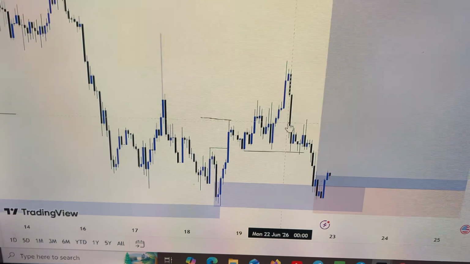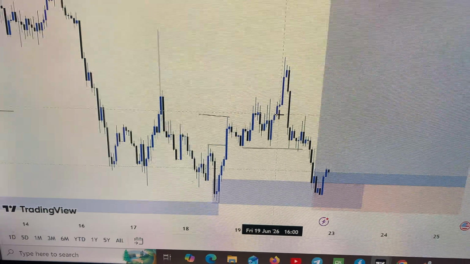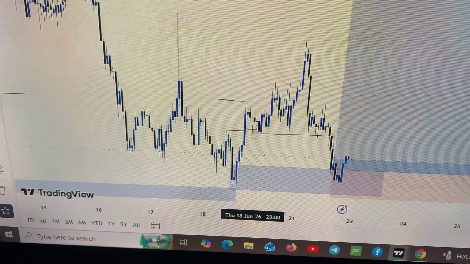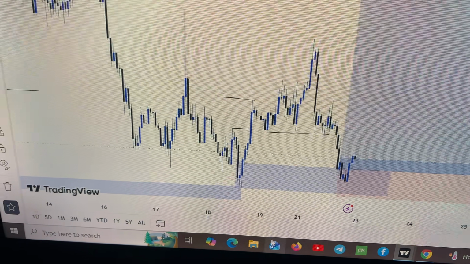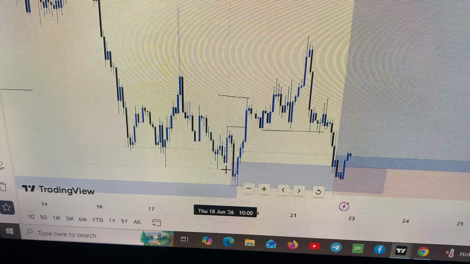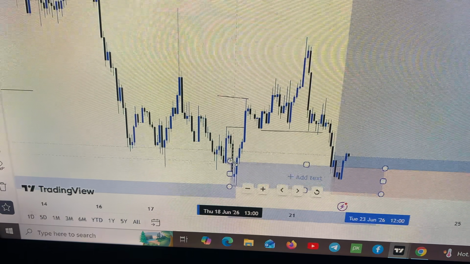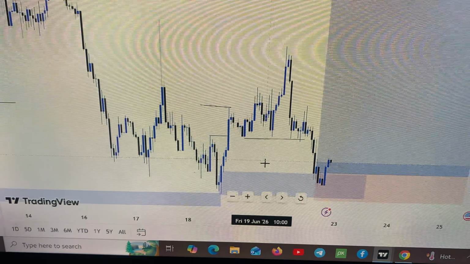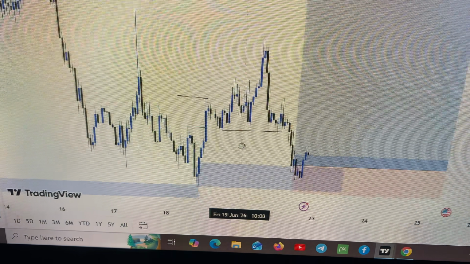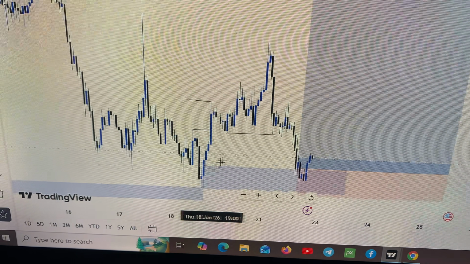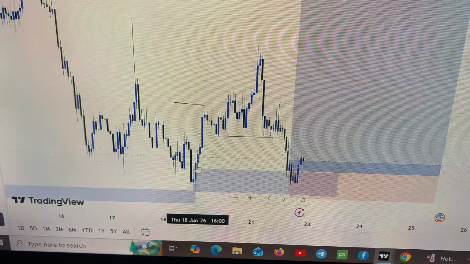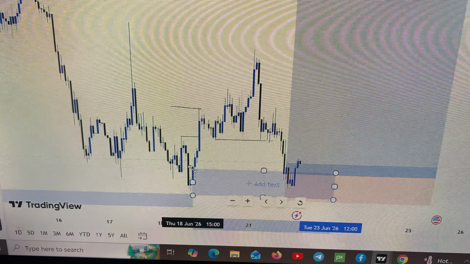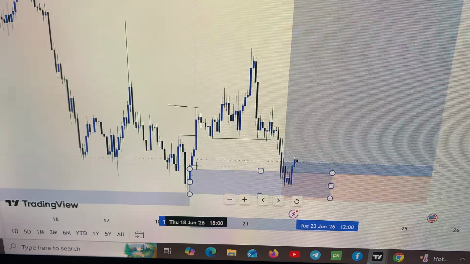Then rule 3 says your point of interest should be unmitigated, which means the inducement should not mitigate your point of interest. We saw that this inducement right here mitigated this zone. That's why we picked this OB from the 3 hour time frame as my point of interest. So your POI should be unmitigated. Pick the point of interest closer to your inducement. Since this zone has been mitigated, the point of interest is this other block right here. So that was why I picked this zone as my entry.